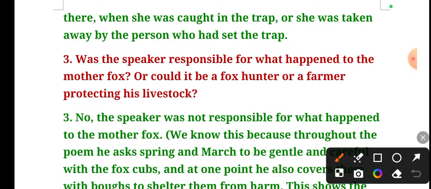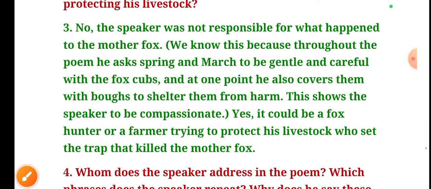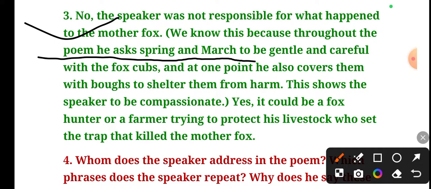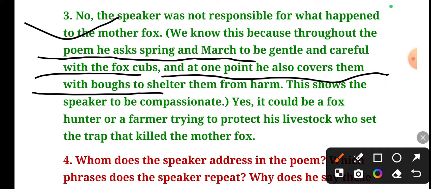Question number 3. Was the speaker responsible for what happened to the mother fox? Or could it be a fox hunter or a farmer protecting his livestock? No. The speaker was not responsible for what happened to the mother fox. We know this because throughout the poem he asks Spring and March to be gentle and careful with the fox cubs, and at one point he also covers them with boughs to shelter them from harm. This showed the speaker to be compassionate, and yes, it could be a fox hunter or a farmer trying to protect his livestock who set the trap that killed the mother fox.